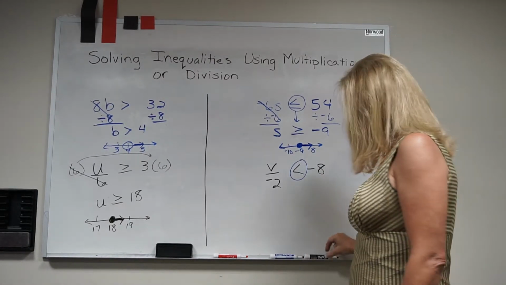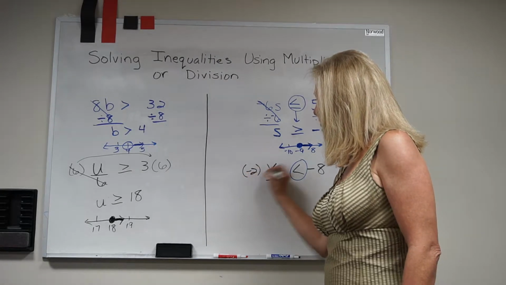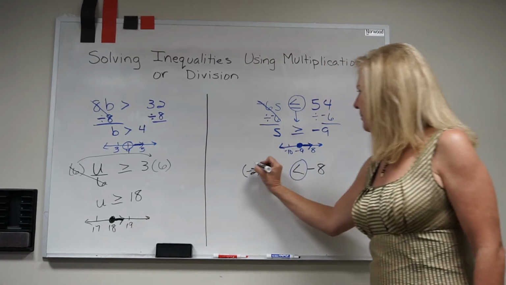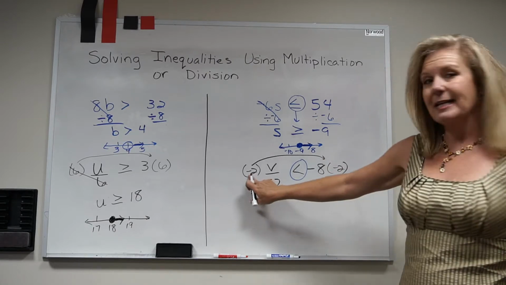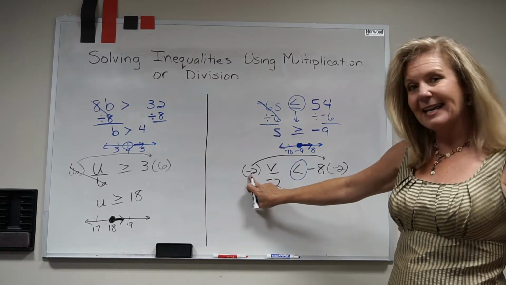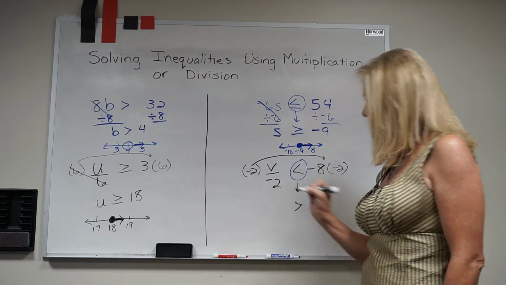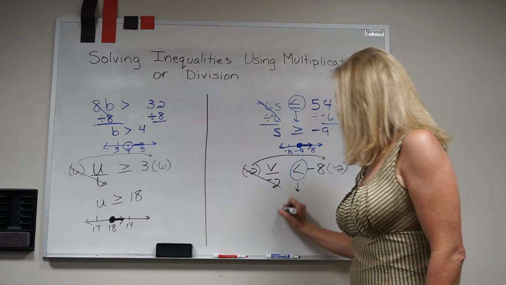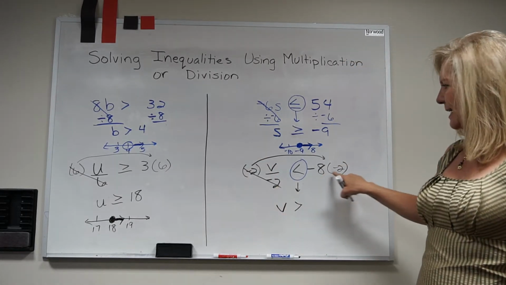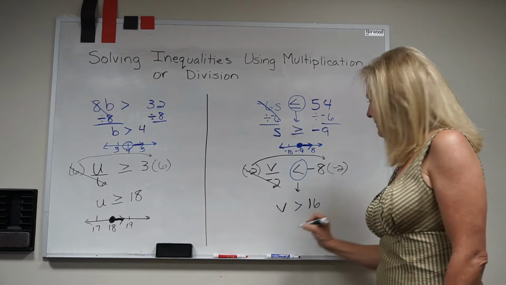If I have a division problem, again, I'm just going to multiply by whatever is attached to that variable. But if I do it on one side, I have to do it on the other, because I'm multiplying by that negative 2. I have to reverse that direction of that inequality sign. So it goes from less than to greater than. These cancel out. I'm left with v. A negative times a negative is a positive. 8 times 2 is 16.